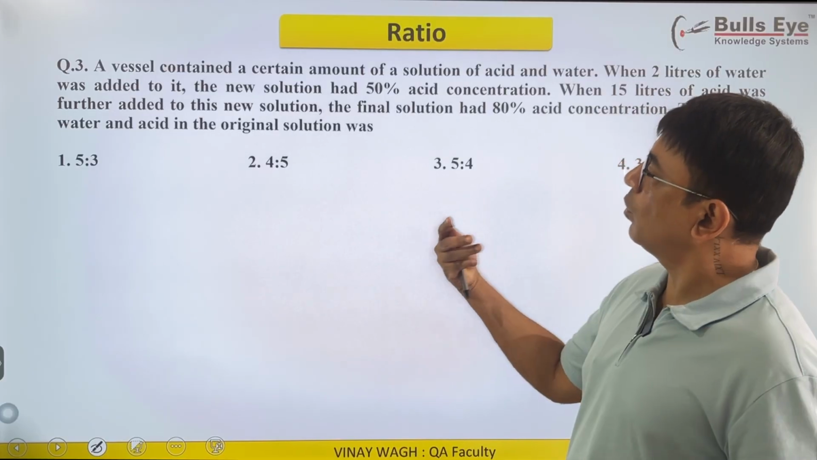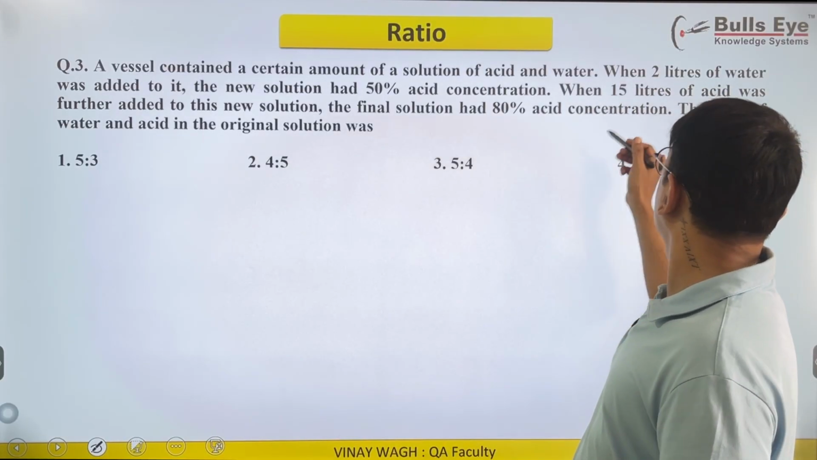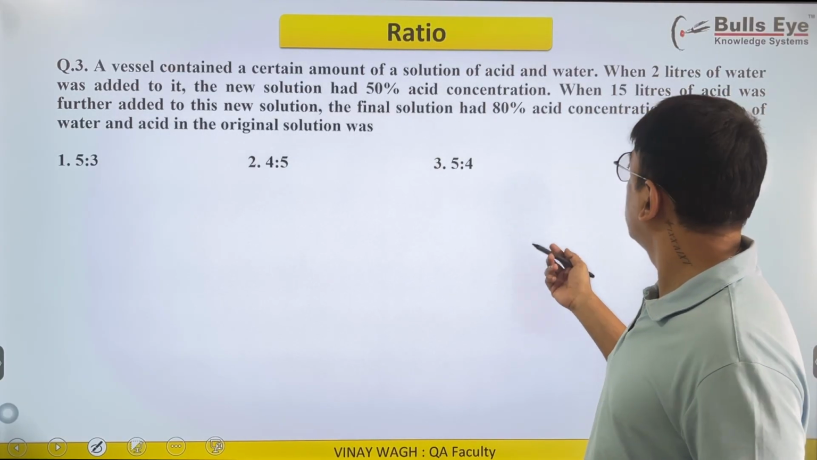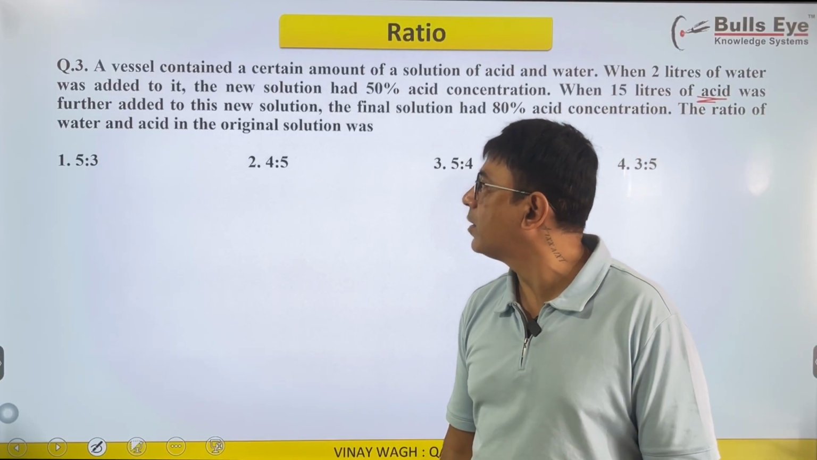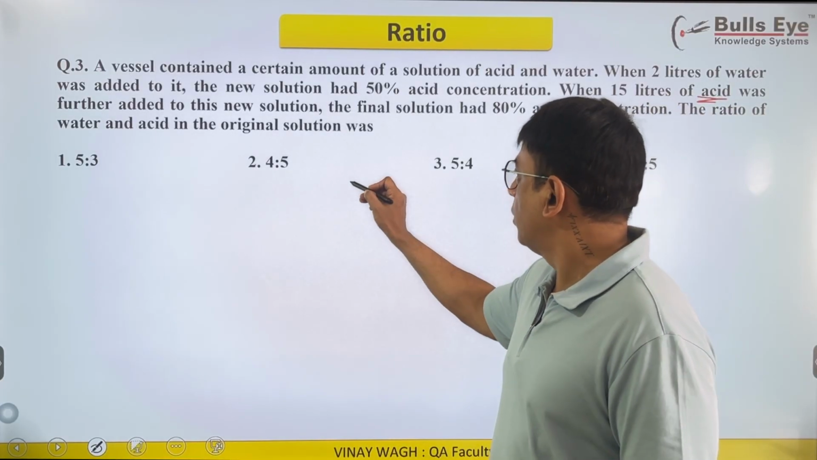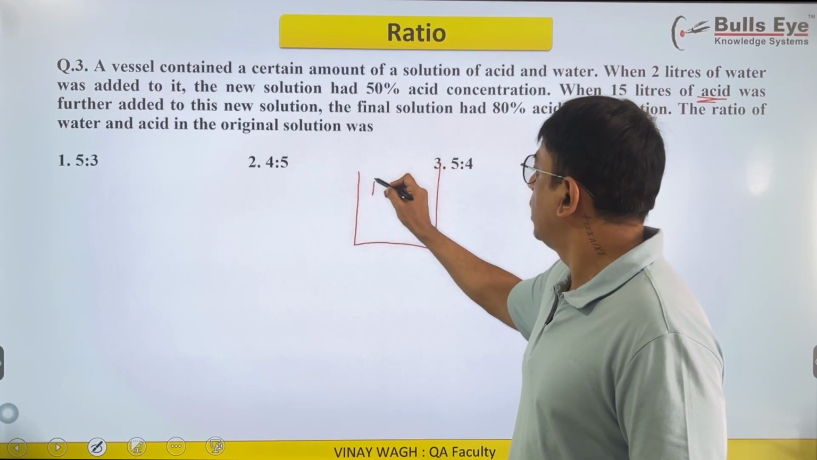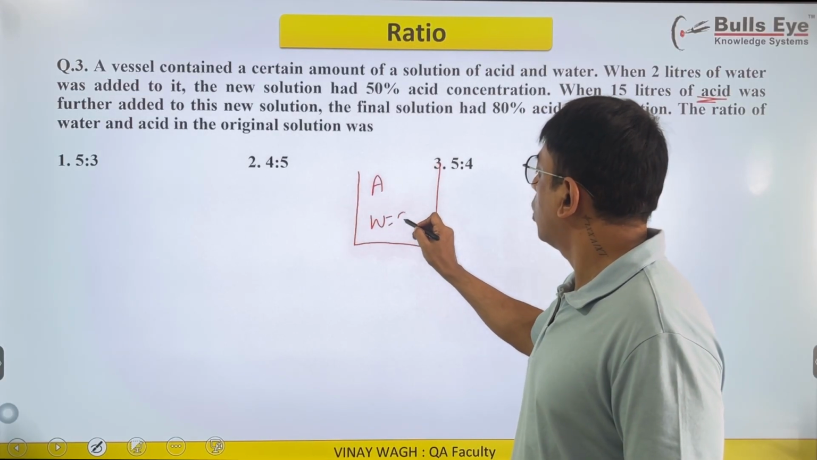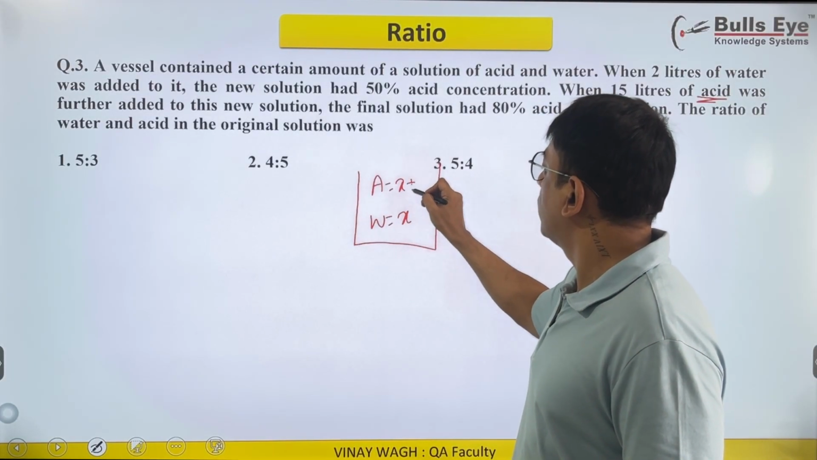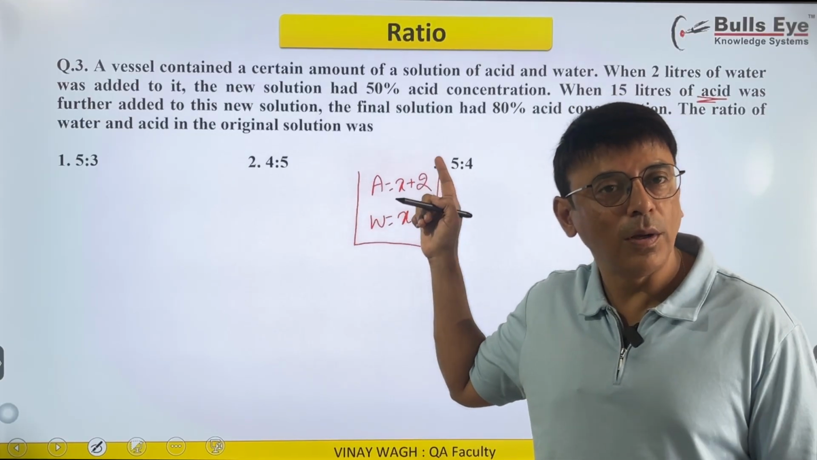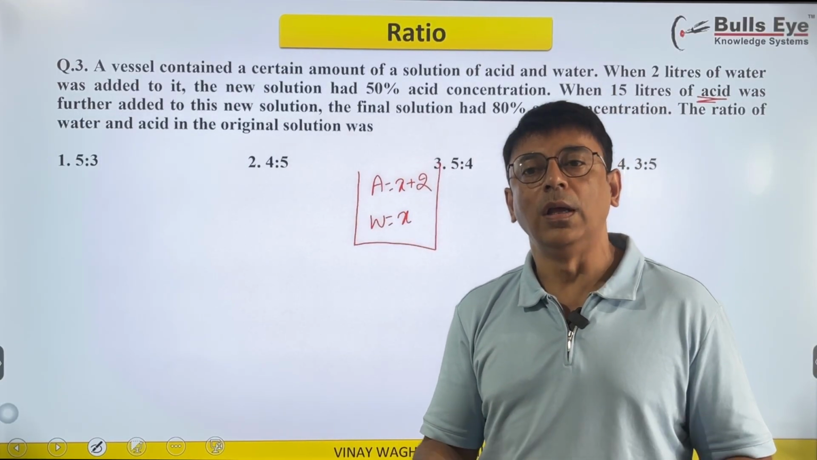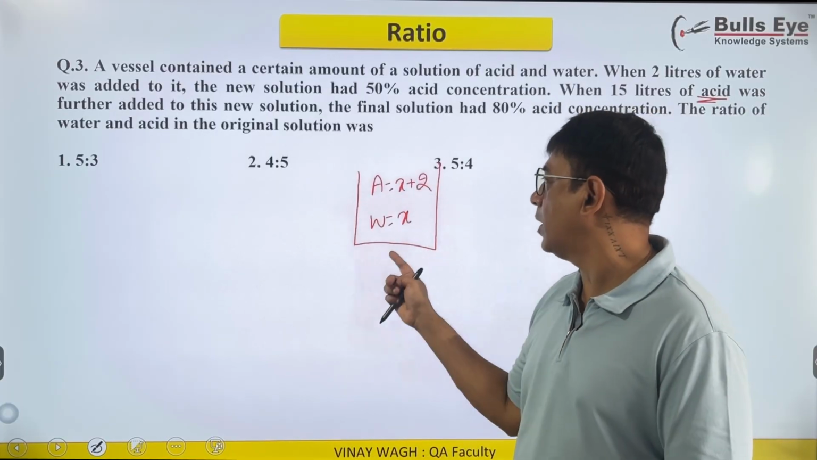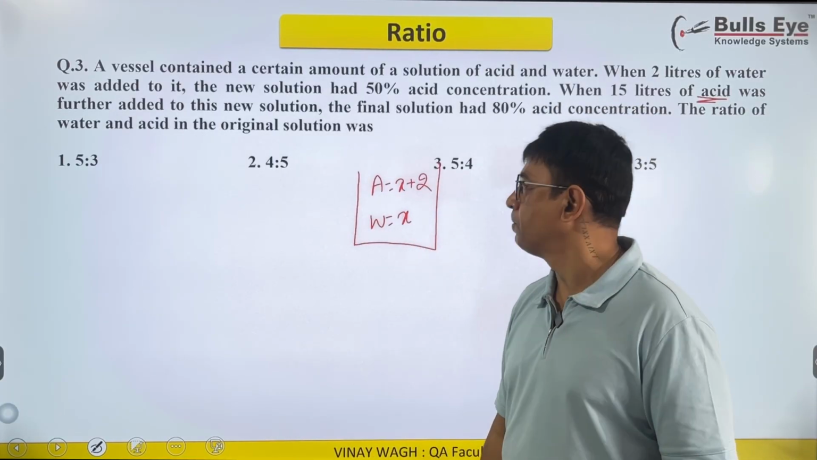When 15 liters was further added in the solution, 15 liters of what? Acid. Then the final solution had 80% of acid concentration. So ratio of water and acid in the original solution. So originally, let's say water was X, so acid was 2 more. Because of the clue given in the first 2 lines, after the addition of 2 liters of water they became equal, which means initially acid was 2 more than water.